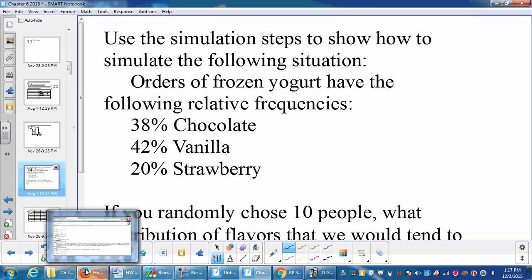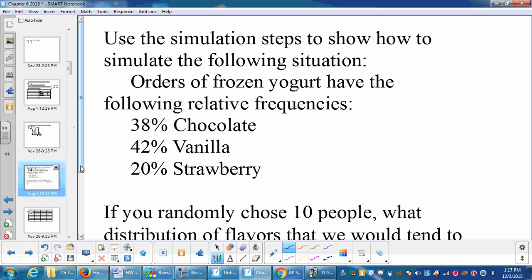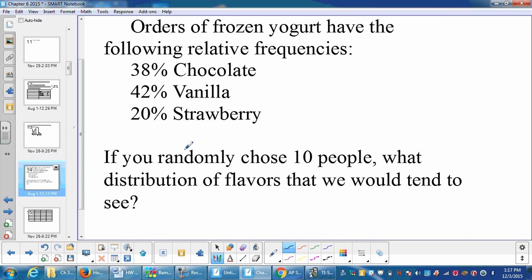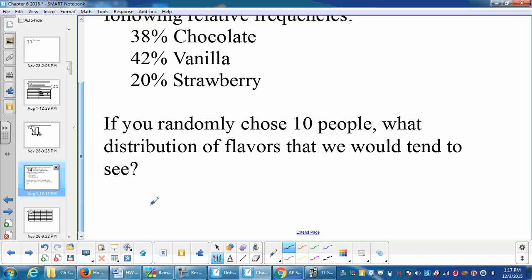Now let's try one more. This one has 3 things. The orders at a frozen yogurt have these frequencies: 38% chocolate, 42% of the people get vanilla, and 20% of the people get strawberry. If you randomly choose 10 people, what is going to be the distribution of flavors that people would tend to do? So the first step is to figure out what numbers can meet those percentages.